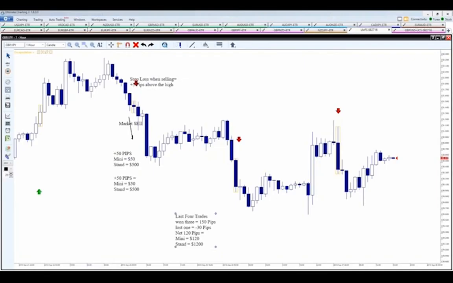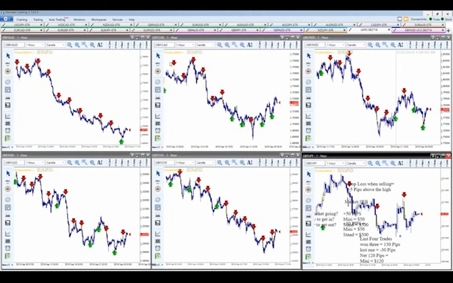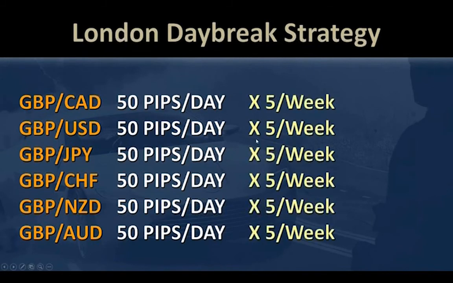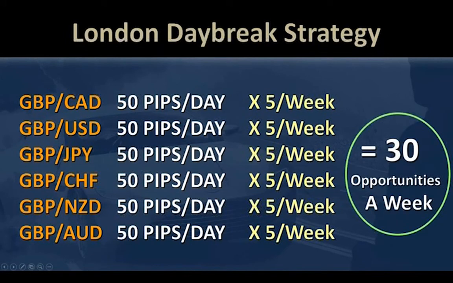Now, once again, yes, somebody asked which currency pairs. Once again, I'll pull this up. This is on the pound Australian, pound Canadian, pound New Zealand, the pound US, pound Swiss franc, and the pound yen right there. So those of you, once again, on the daily daybreak, this London daybreak trading strategy, going after with this one right here, 50 pips per day. That's 5 times a week, so that gives you 30 opportunities per week. So the question you have to ask yourself is, do you think that you could maybe capture a couple of these each and every week?